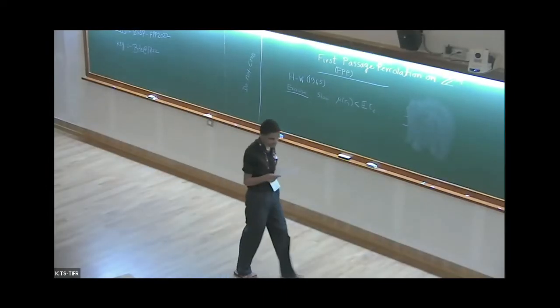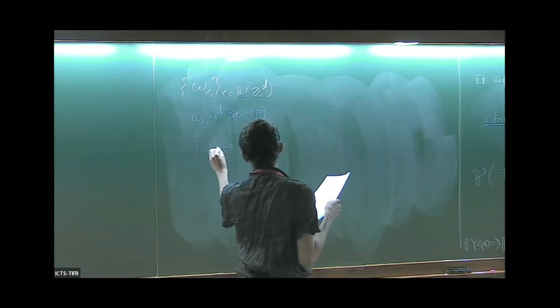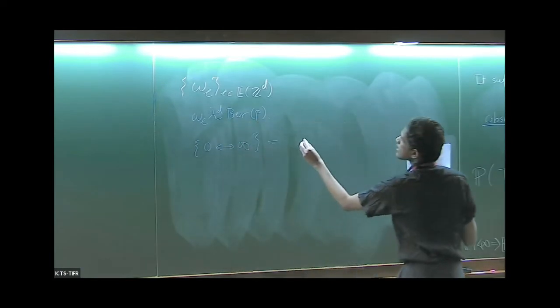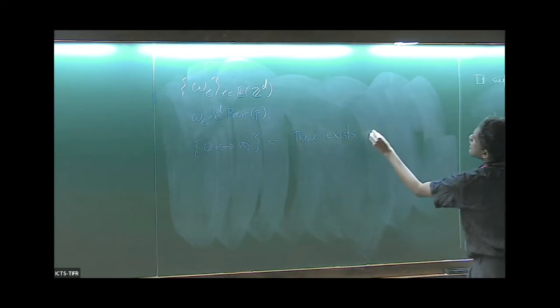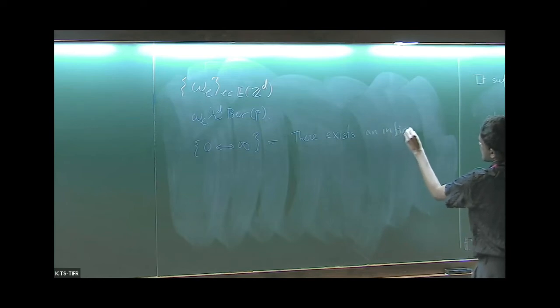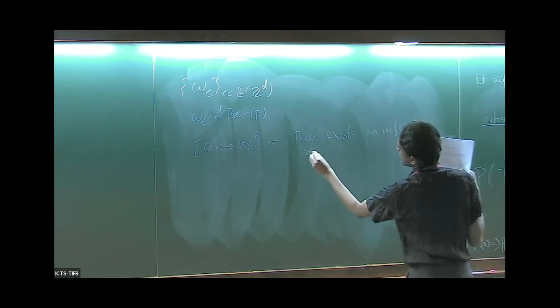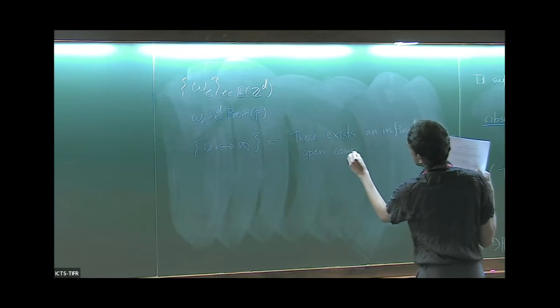Now you should think of omega e being equal to 0 as a closed edge, meaning that I'm erasing that edge from my graph. Otherwise, it's open, meaning I keep that edge in my graph. So the event that is important here is the component.